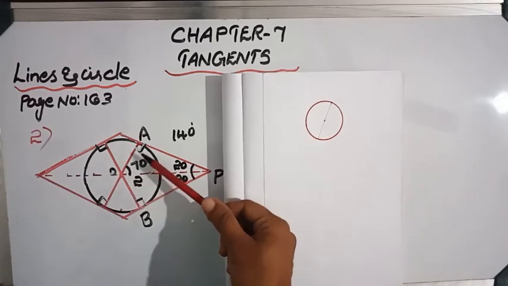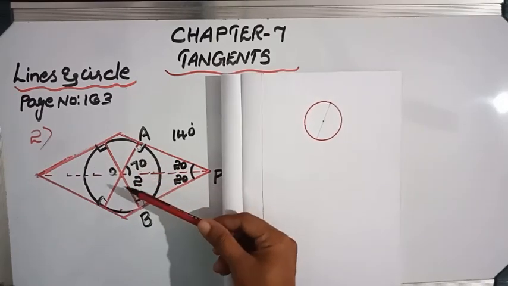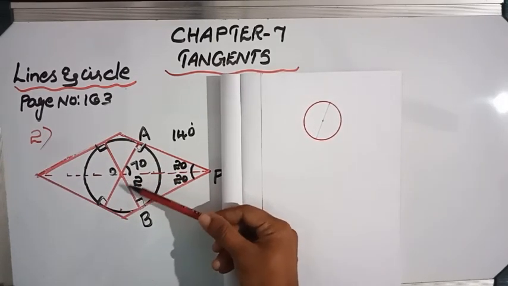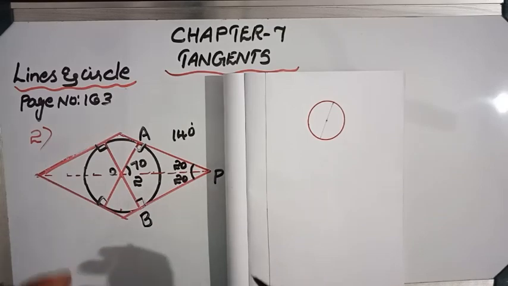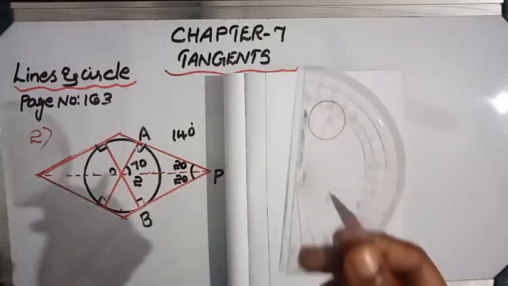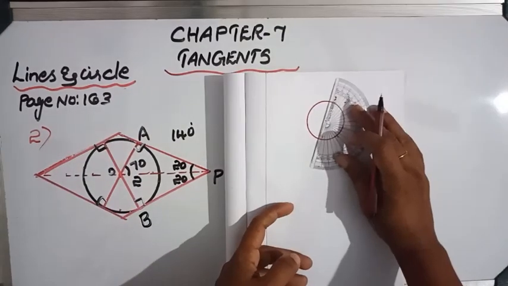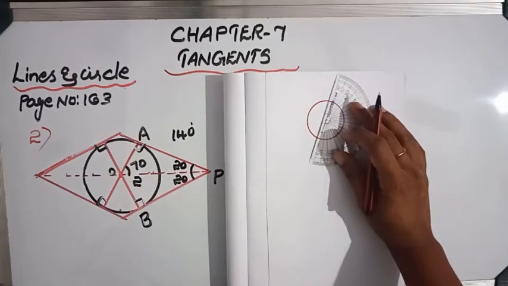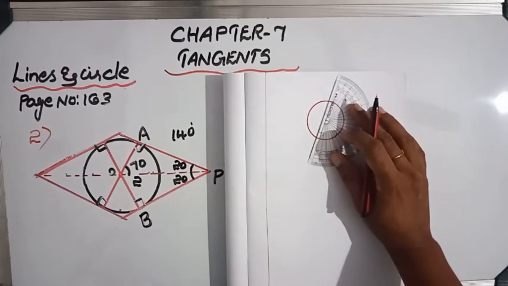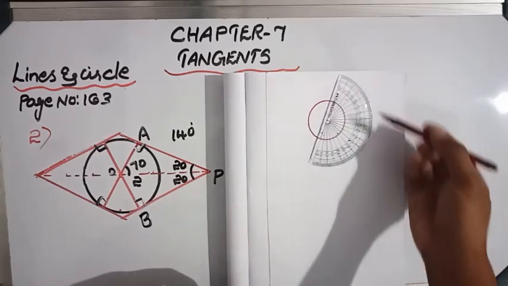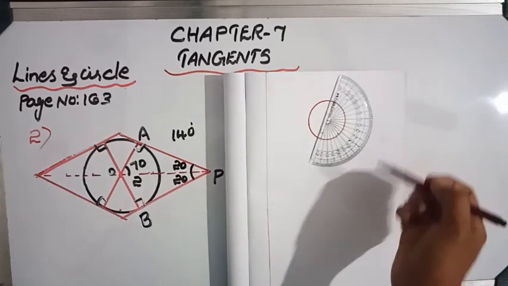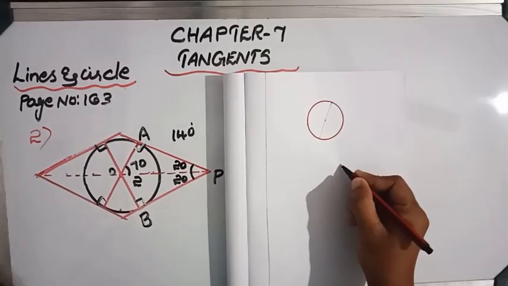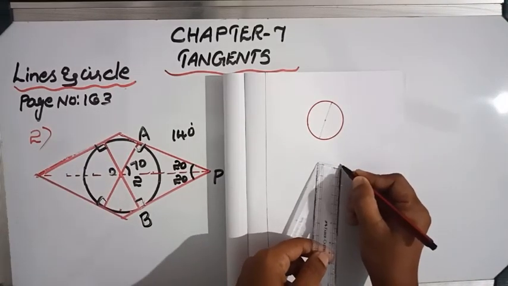Now we need the second diameter. For that, we know the angle between the first diameter and the second diameter is what? 140 degrees. 70 in the upper side, 70 in the lower side. So the total is 140 degrees. So take the protractor and keep the protractor's midpoint at the center of the circle like this. Then measure 140 degrees in that protractor. So by measuring 140 degrees, you get a point here.